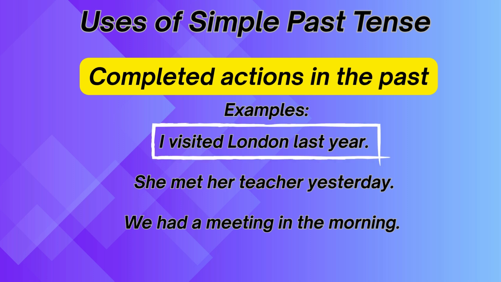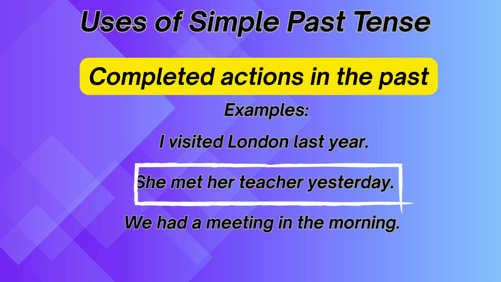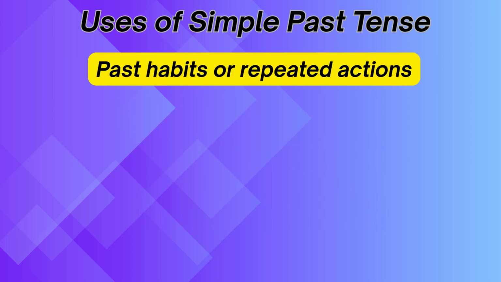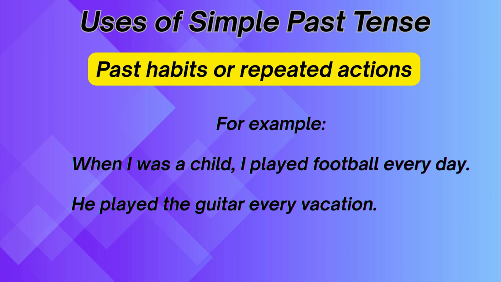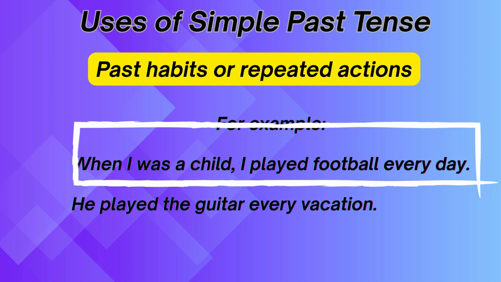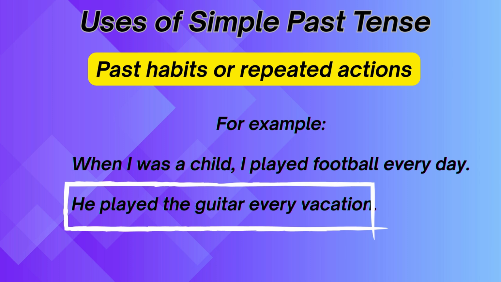Examples: I visited London last year. She met her teacher yesterday. These actions started and finished in the past. They are complete. We also use it for past habits or repeated actions that no longer happen now. Examples: when I was a child, I played football every day. He played the guitar every vacation. So, these are things we did regularly in the past.